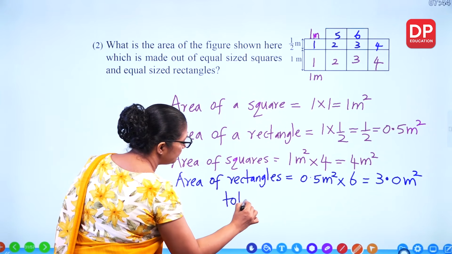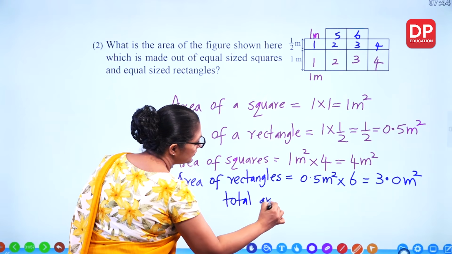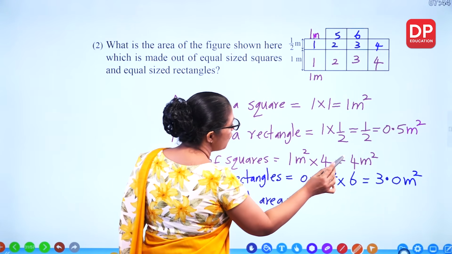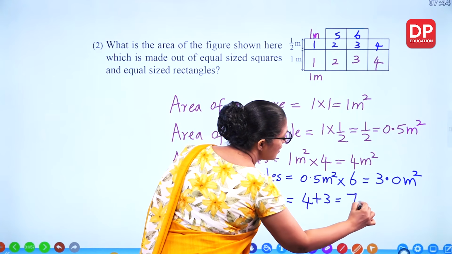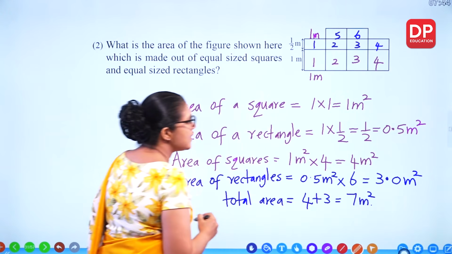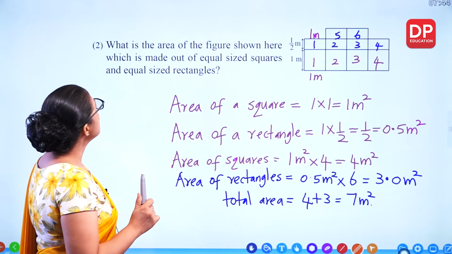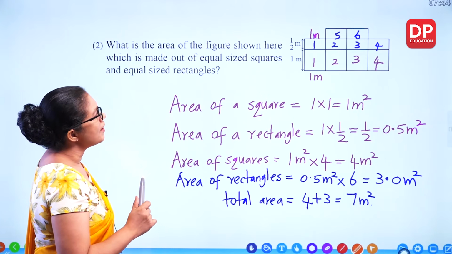So what's the total? Total area? Add it together. 4 plus 3. You get 7 square meters is the total area of the figure.